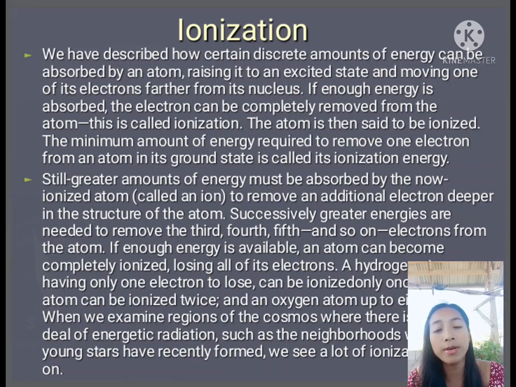So that is about the ionization process. Ionization is the complete removal of an electron from an atom. The atom from which the electron was taken is called ionized. Then the ionized atom is called the ion. The energy required to remove that electron from the atom is called the ionization energy. So that is the concept of the ionization process.